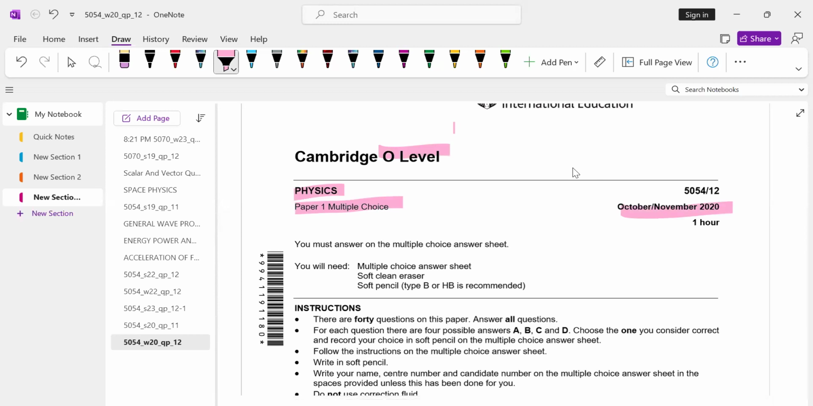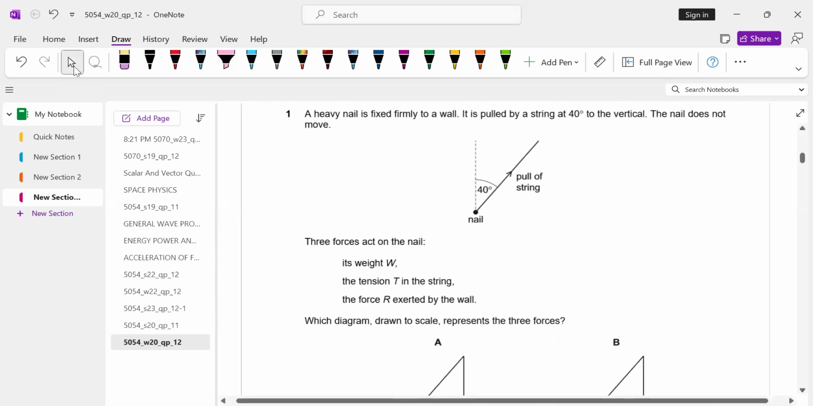Variant is 1 2 and the code for O Levels Physics is 5054. This paper is of 1 hour and you have 40 questions. In this part 1, we will only discuss the first 10 questions of this paper. So let's get started. Question number 1.